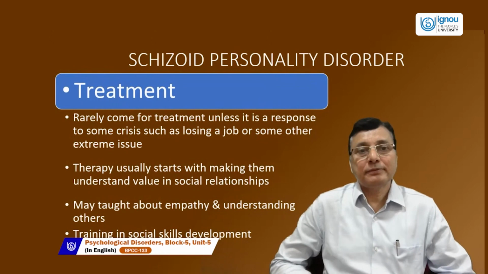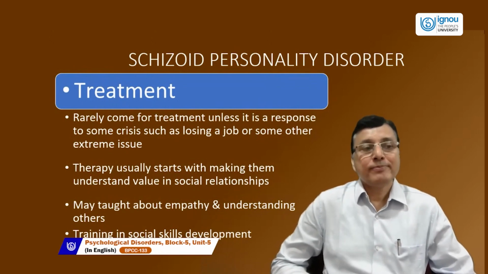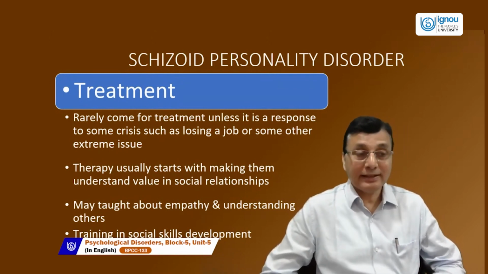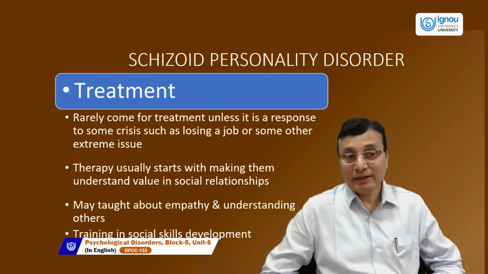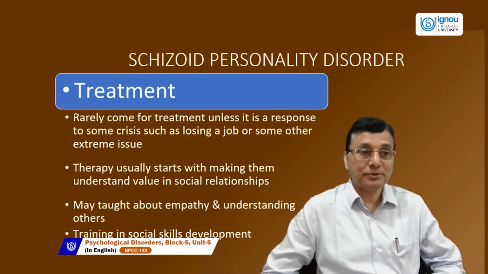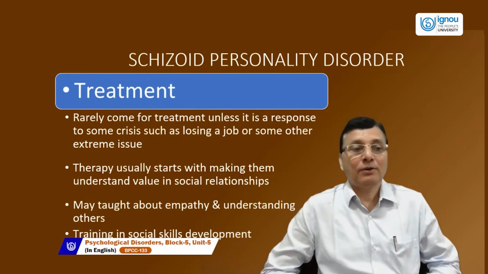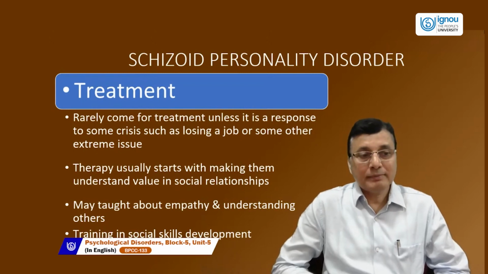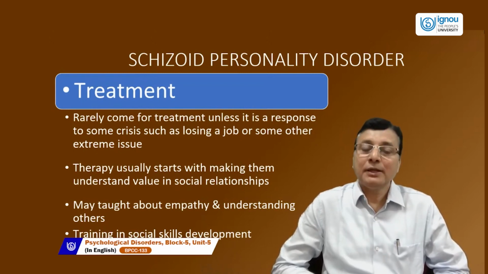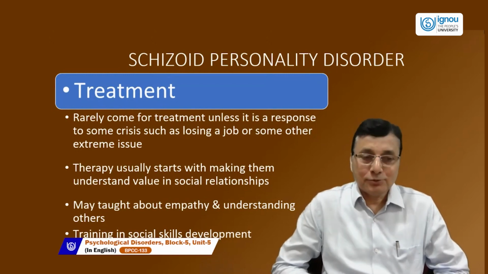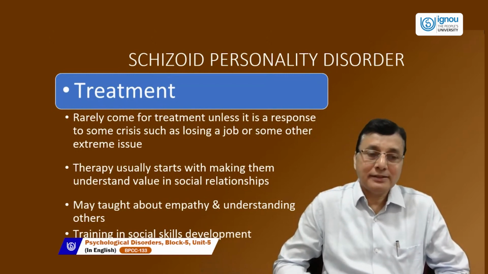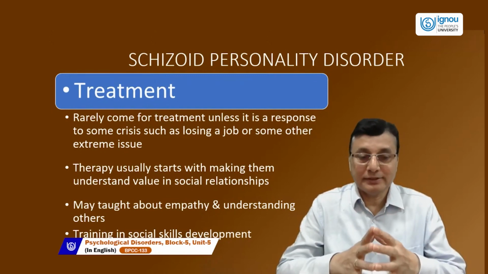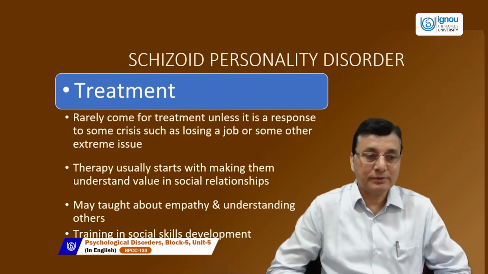So, what are the treatments of schizoid personality disorder? Because they rarely come for treatment, they do not seek treatment, they do not think they are having any problems, so they rarely come for treatment unless it is in response to some crisis such as losing a job or some other extreme issue. Therapy usually starts with making them understand the value of social relationships. This is the most difficult task, to make them understand that there is value in social relationships. Social relationships are very important. It's very difficult to convey this message to them.